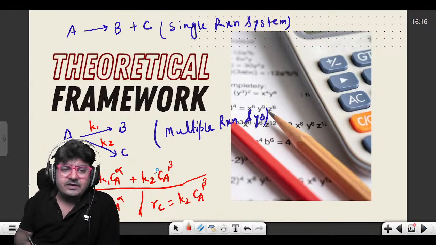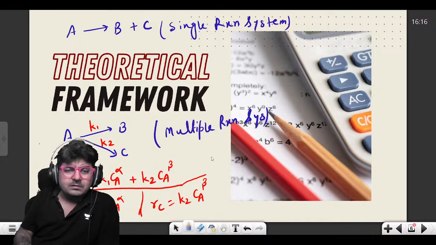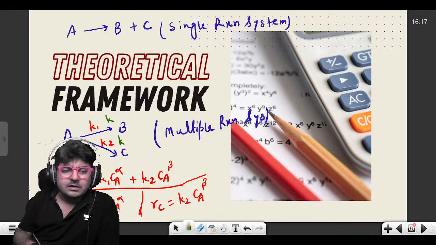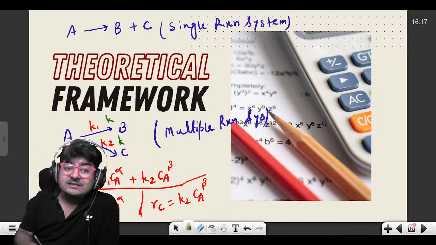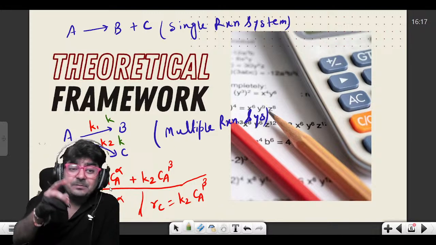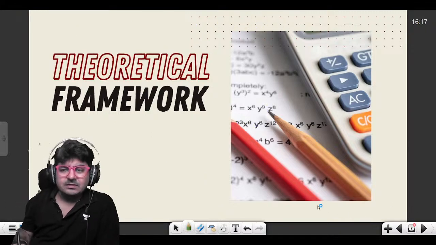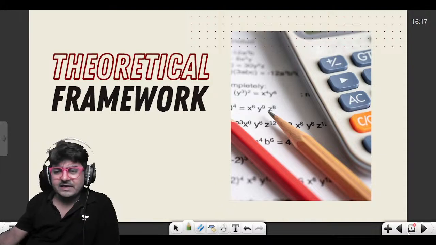And if you say, sir, K1 and K2 are the same, then still it's fine. If K1 and K2 are the same, you take K in both places. Then RB will be K CA, RC will be K CA, assuming the apparent order is also the same. But minus RA will not be just K CA. Minus RA will be K CA plus K CA, so it is different. That's how you can understand this. I hope the things are clear.